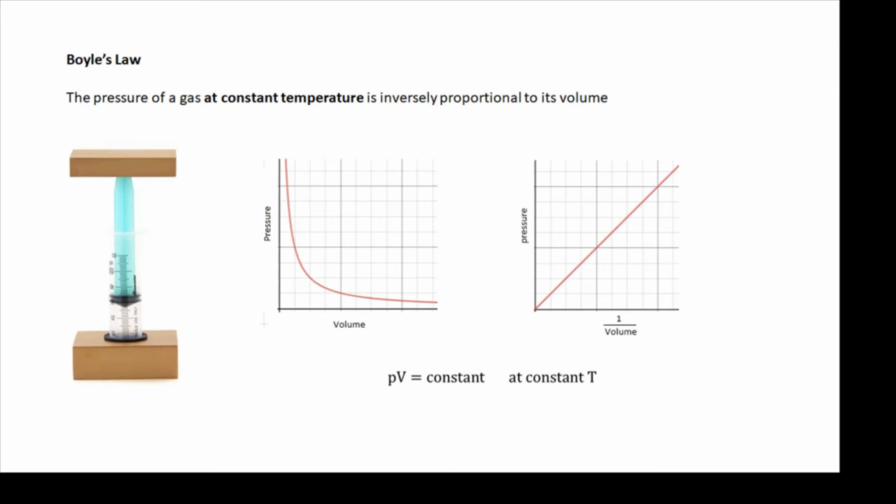If you do a graph of pressure against 1 over volume, then you get a straight line. So PV equals a constant at constant temperature. And that is how we express Boyle's law: PV equals a constant at constant temperature.